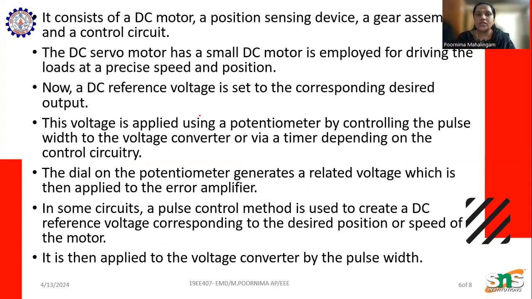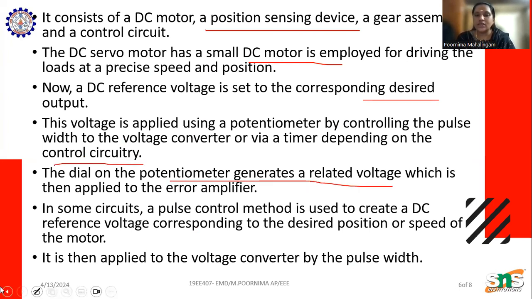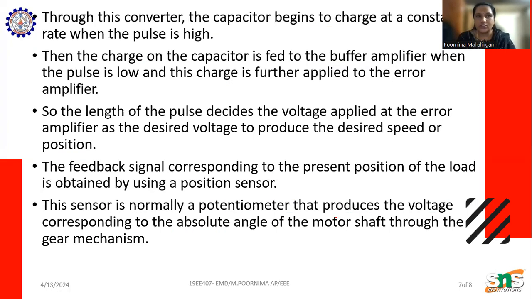Here it consists of a DC position sensor, a small DC motor, and a reference set corresponding to the desired position. We have control circuitry, and a potentiometer generator related to the application of error amplifiers. Some pulse control methods are used to create a DC reference voltage and apply voltage converters to the pulse width modulation. Here comes some of the theory. We have a feedback signal corresponding to the present position of a load, obtained by using position sensors.